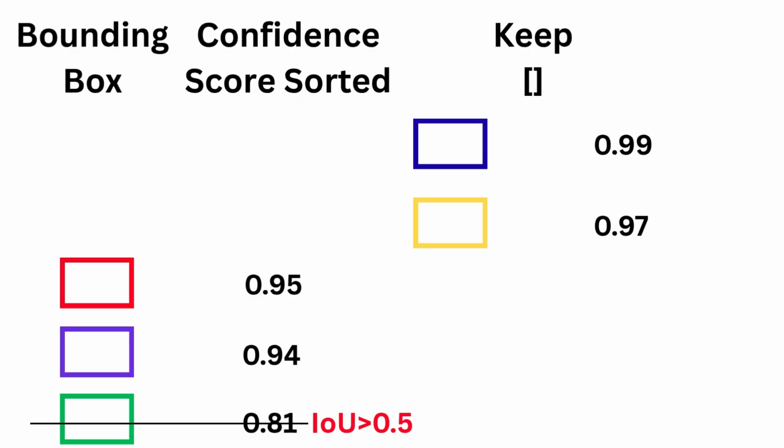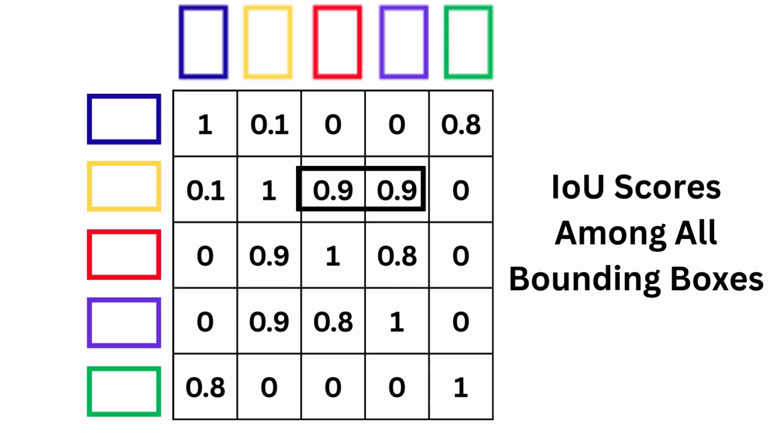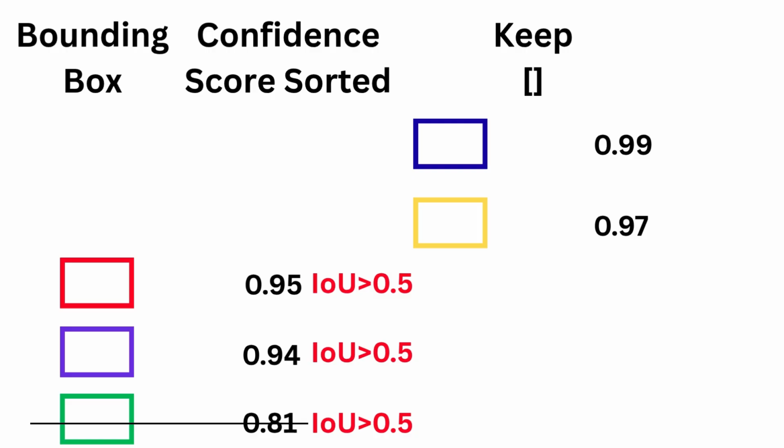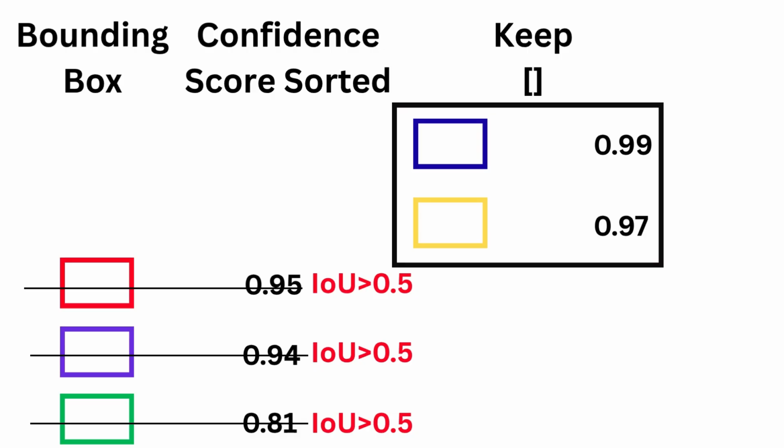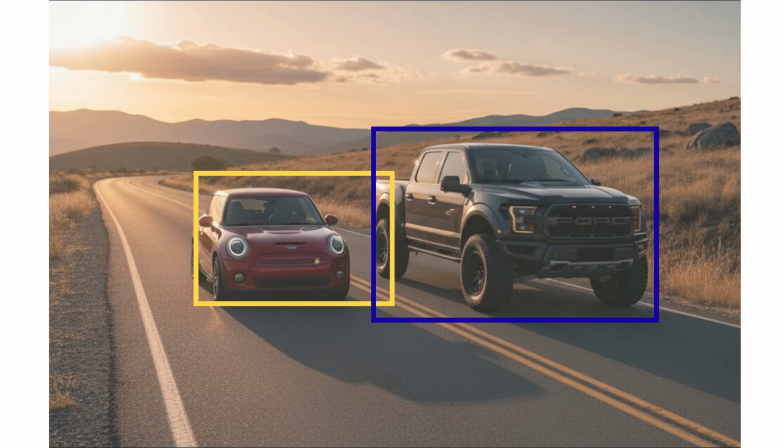Now we again compare the IOU with all other remaining boxes. So the IOU with red and purple is greater than 0.5. So these 2 boxes will be discarded as well. And that's it. Our active list is now empty. The non-max suppression algorithm has done its job. Our keep list contains only 2 bounding boxes, the blue box for the big car and the yellow box for the small car. A clean single detection of each object, just like we wanted.